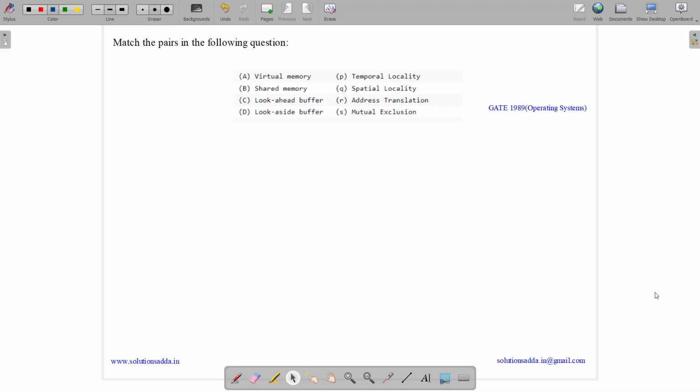This question belongs to the operating system subject and was asked in GATE CSE 1989. So the question states, match the pairs in the following questions.